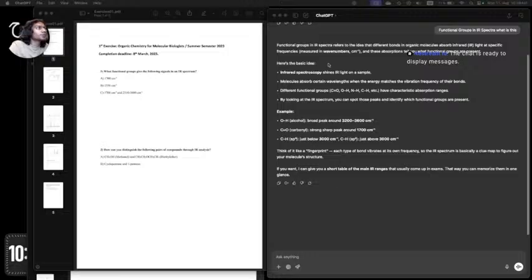Functional groups in IR spectra refers to the idea that different bonds in organic molecules absorb infrared light at specific frequencies measured in wave numbers per centimeter. These absorptions tell us which functional groups are present.